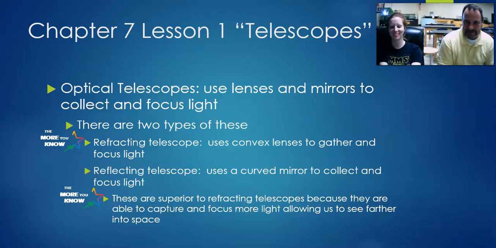Optical telescopes. Okay, these work with our eyes, the things that we can see. And there are two types that you need to know. They are the refracting telescope and the reflecting telescope.